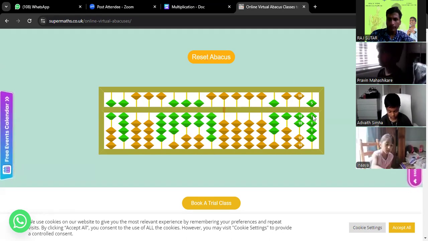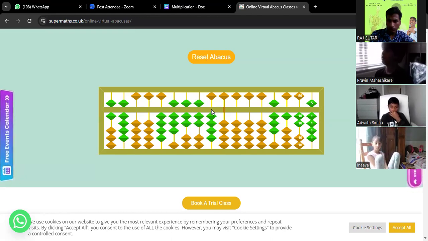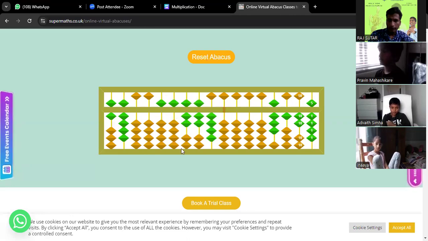See, this is 9 multiplied by 8. On which rod will we start now? This is the next number. 9 multiplied by 8 is 72. Which rod will we start writing the answer on? On the second rod. What have we learned, Pranil, when we take the second number? We should start from this rod. So this is 70 and 2.